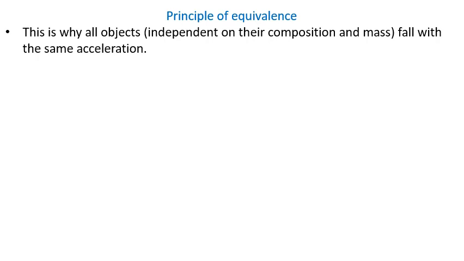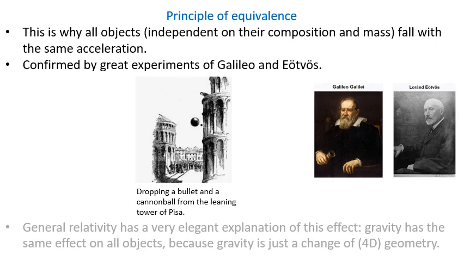One side effect of this property is that all objects fall with the same acceleration. And this property was confirmed by multiple experiments, starting from Galileo, who dropped a bullet and a cannonball from the Leaning Tower of Pisa and saw how they reached the ground at the same time. An experimental breakthrough was made by Hungarian physicist Loránd Eötvös, who perfected the accuracy to 1 part in 100 million. This was sufficient to confirm the effect of gravity not only on nuclear interaction energies, but also on electromagnetic interactions in solids.